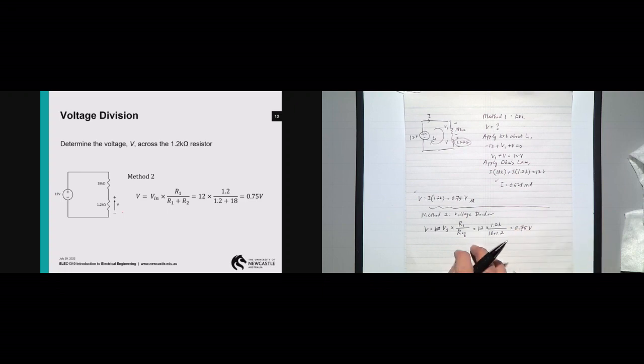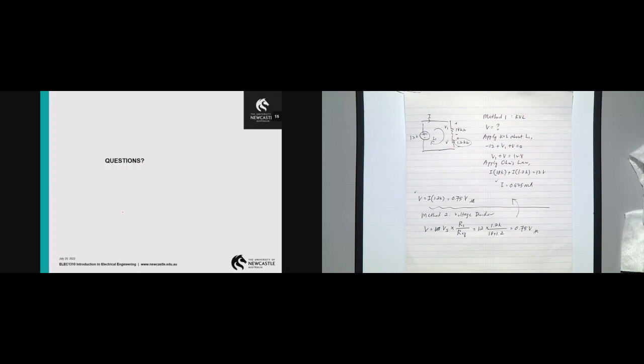Although you notice that this step might be a lot faster compared to what we have here, you need to know that you're actually remembering an additional formula here, and sometimes circuits are not so simple that you can just use the voltage divider or the current divider rule right away. So I think, yeah, that's it.